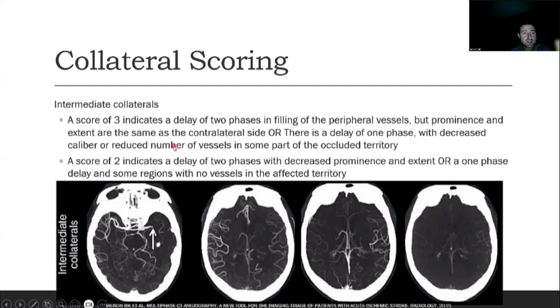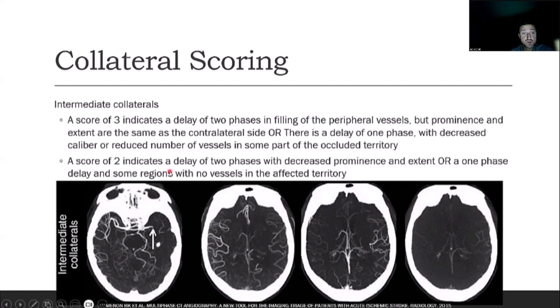Intermediate collaterals, a score of 3, indicates a delay of 2 phases in filling, but prominence and extent are the same as the contralateral side. So basically it looks normal, but just not until the second phase. Or there's a delay of 1 phase with some decreased caliber and reduced number of vessels in some part of the occluded territory. So you can have a few areas that don't quite have the perfusion or the extent of opacification as you would expect.